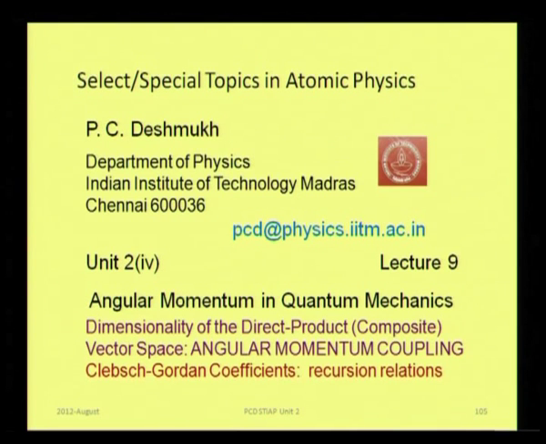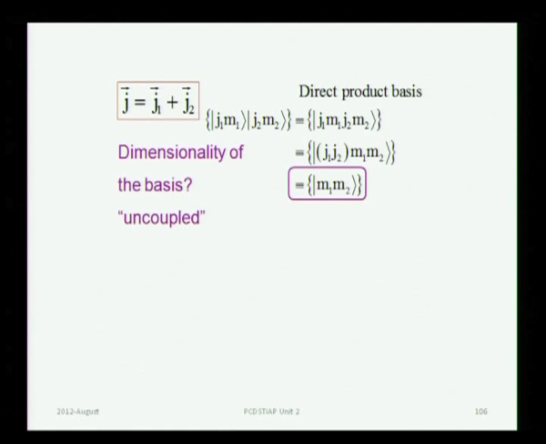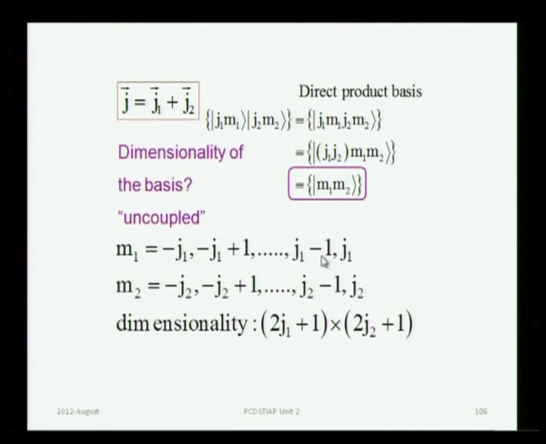We considered the coupling of angular momenta J1 and J2, and we recognize that each of these has a vector representation in a basis which is 2j plus 1 dimensional. So, there is a 2j1 plus 1 dimensional basis for J1 and a 2j2 plus 1 dimensional basis for J2, and the uncoupled basis will have a product dimension of (2j1 plus 1) times (2j2 plus 1).